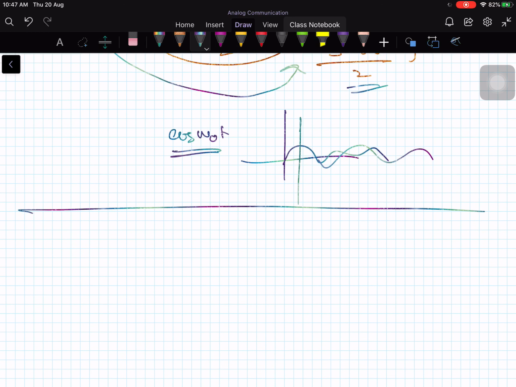Now let us look at the same operation in a different way. We know that the output of any filter is a convolution of the input signal and the impulse response. See, the filter is a system, right?